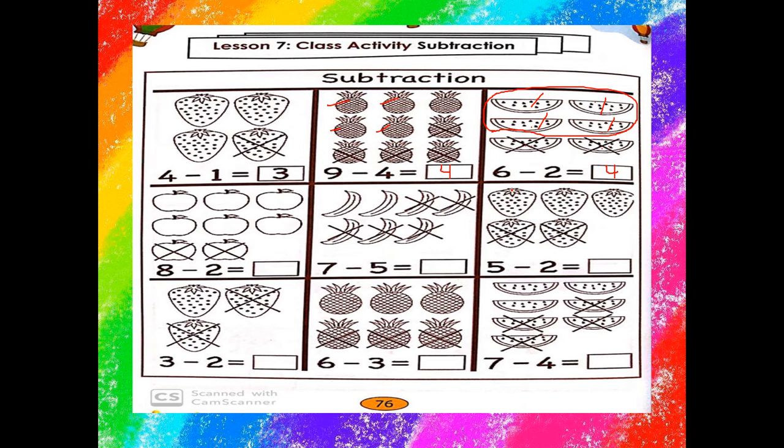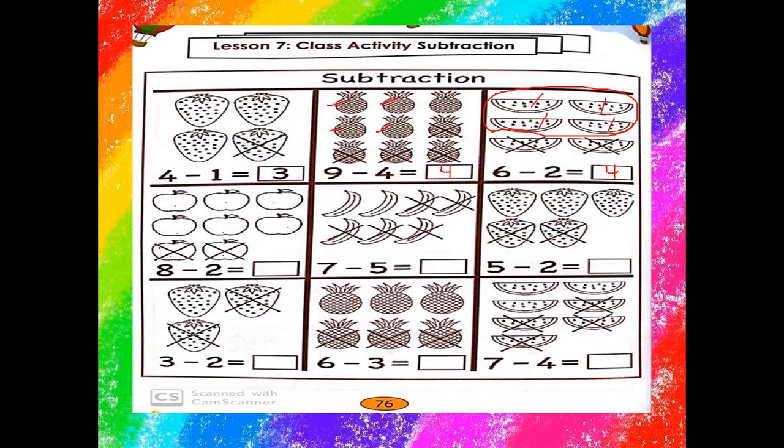Okay, so you have 6 minus 2 equals 4. Okay, so let's go to the next box. We have here 8 minus 2. So first, count the objects first. 1, 2, 3, 4, 5, 6, 7, 8. So we have here 8 minus 2.